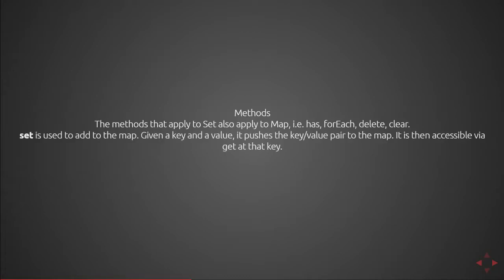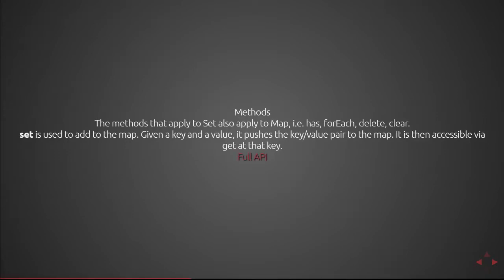The methods on a map are as follows. It contains has, forEach, delete, and clear, and those follow the same behavior as set. And we also have the method set, which is used to add to the map. It takes in a key and a value pair and pushes the pair onto the map. It is then accessible via the get function using the key that you used to register it in the map. The full API is available on this link.